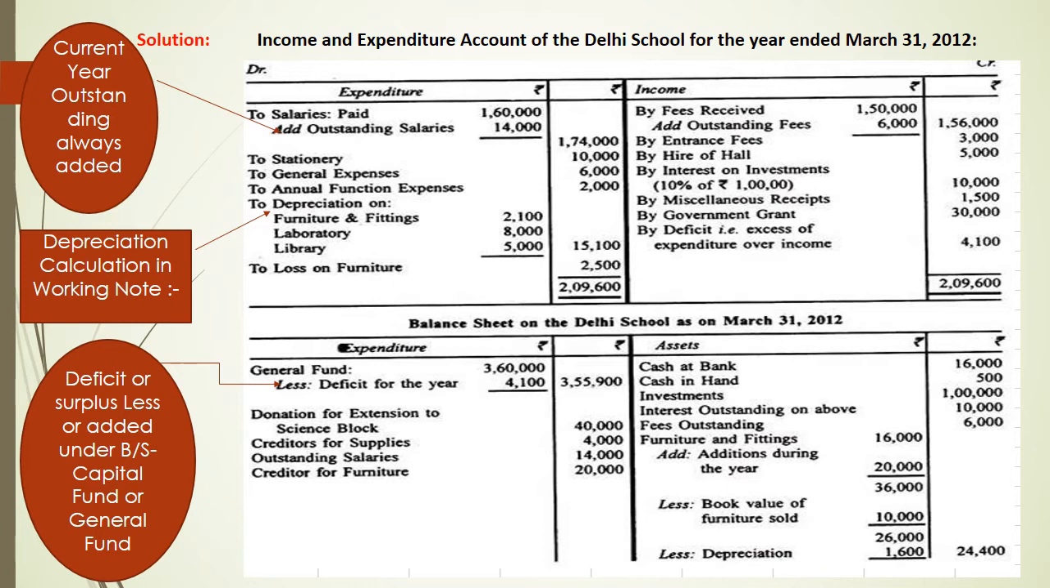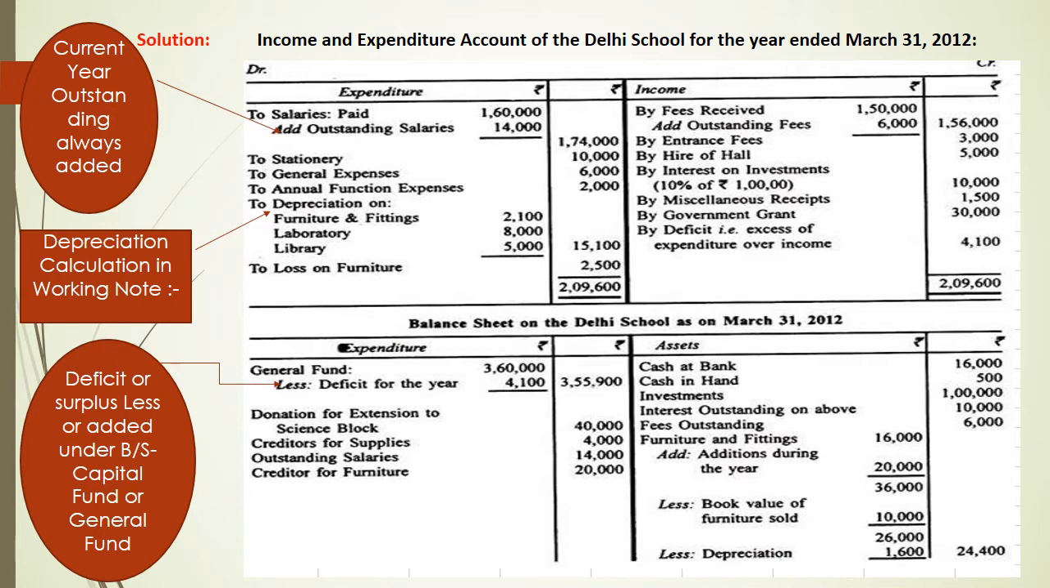After the income is recorded, all the expenditure should be recorded on the expenditure side. The first point is salary paid, and just like the fees received, if we see the adjustment entry, the salary payable amount given is 14,000. That relates to a current year outstanding, which means it should be added to the current year expenditure. After adding this item, 1,60,000 plus 14,000 becomes 1,74,000. Then stationery 10,000, general expenses 6,000, annual expenses 2,000.